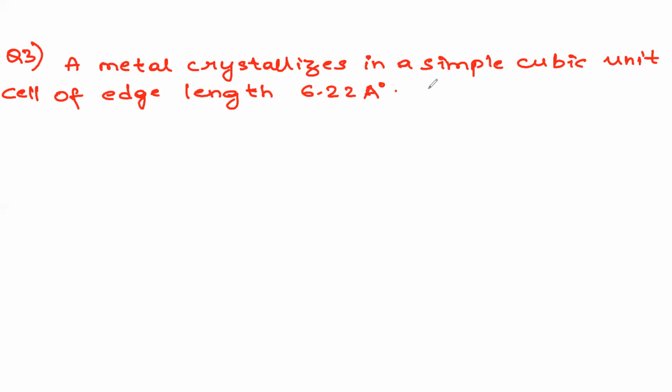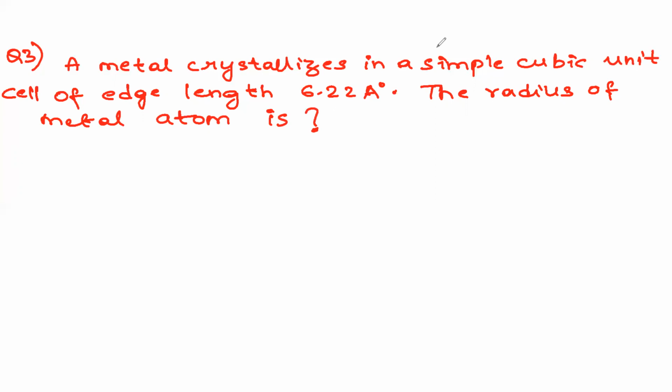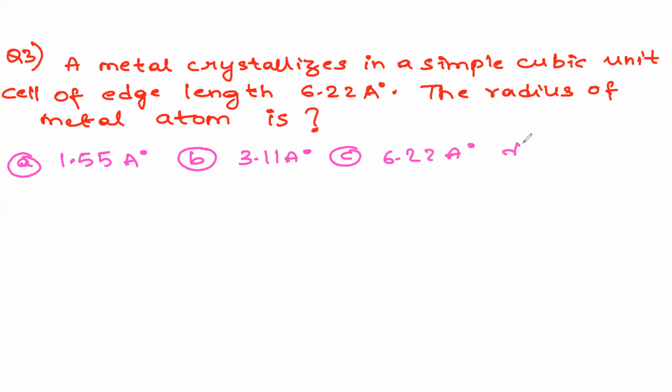If edge length is 6.22 angstroms, calculate the radius of the metal atom. The radius of the metal atom is: option A, 1.55 angstroms; option B, 3.11 angstroms; option C, 6.22 angstroms; option D, 2.45 angstroms.